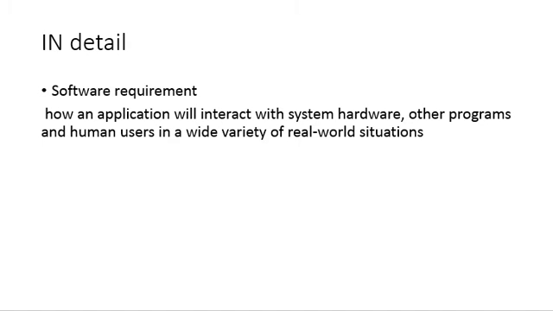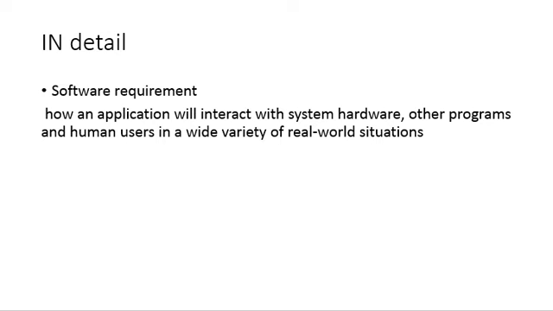So what is meant by software requirements? A software requirement is nothing but a document which states how an application has to interact with the system hardware or other programs or any external interface, and also the response time and human users in a wide variety of real world situations. The analysts and the engineers communicate with the client and the end user to know the complete requirements about their functionality and the features of the product.